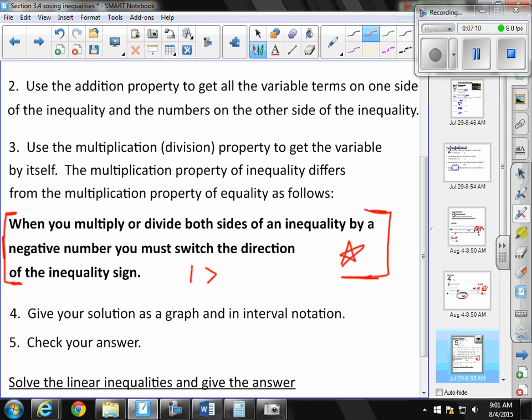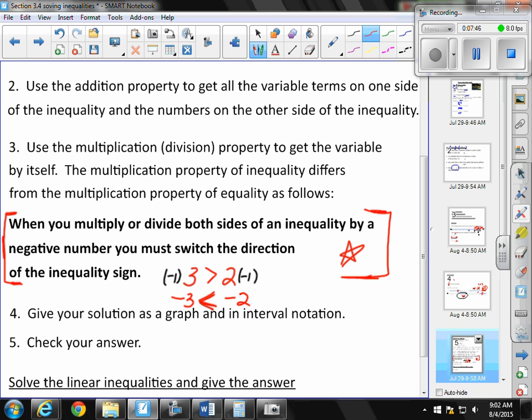let me not use 1. 3 is greater than 2. Now if I multiply everything by a negative number, say negative 1, then I get negative 3 and negative 2. Now think about it. Negative 3 is less than, it's farther to the left on the number line. Negative 3 is less than negative 2. When I multiplied by a negative number, the entire direction of the inequality sign changed direction.